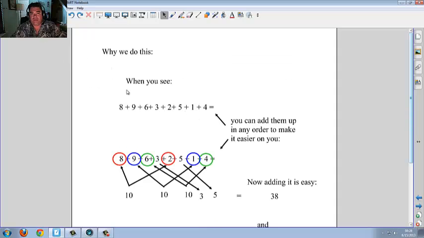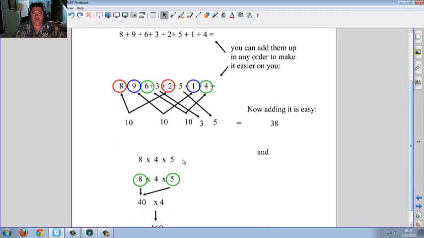Now why do we do this? Well, if you see 8 plus 9 plus 6 plus 3 plus 2 plus 5 plus 1 plus 4, that's a lot of numbers to add up. A trick I use, and one I highly suggest for you, is to go ahead and make matches of 10. Like 8 and 2 makes 10, 9 and 1 makes 10, 6 and 4 make 10. So right away I have 3 tens sitting here. Then I just have a 3 and a 5 sitting by themselves. Well, 10 plus 10 plus 10 is 30, and 3 and 5 make 8, so that's 38.